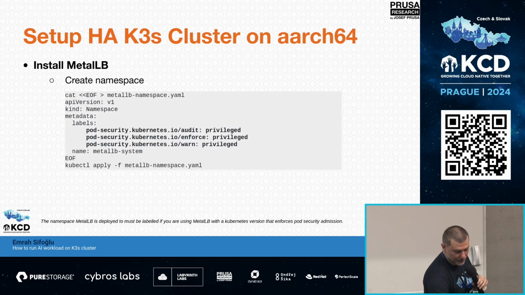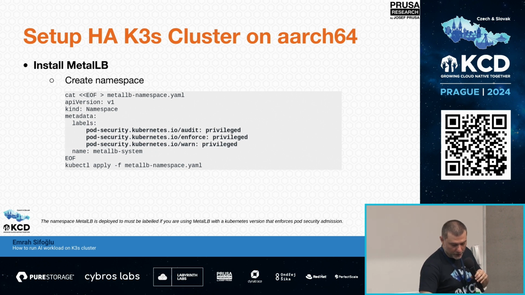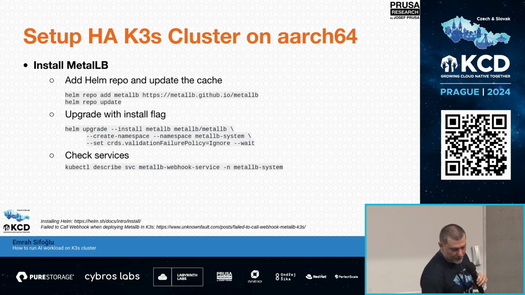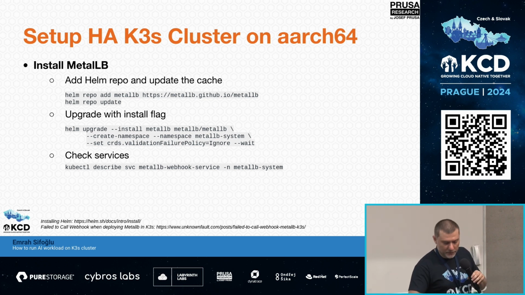Instead, we're going to use MetalLB. So basically, you can create a namespace in advance. I do this because I want to have custom labels, which is kind of recommended, especially if you are looking for working with the pod security admission. And then you can, of course, you must have Helm installed. You can add the package, let's say, and then you install, actually you upgrade with the install flag.